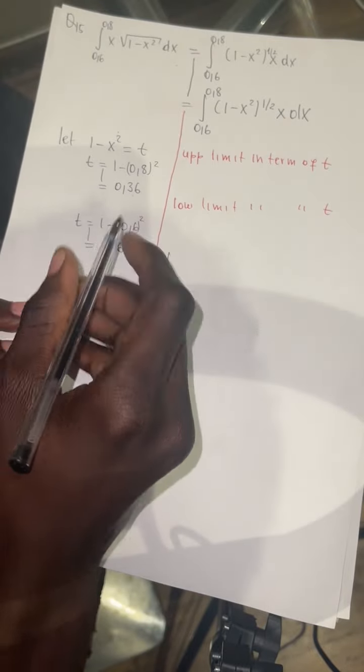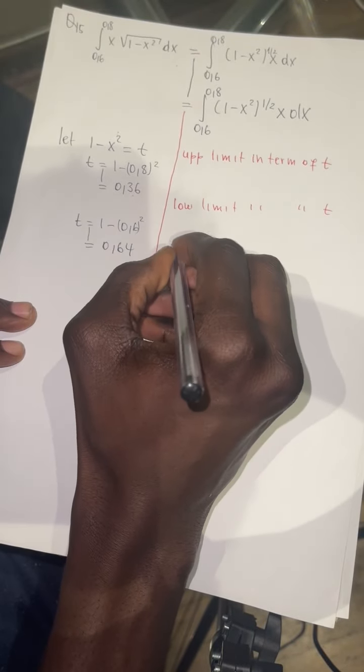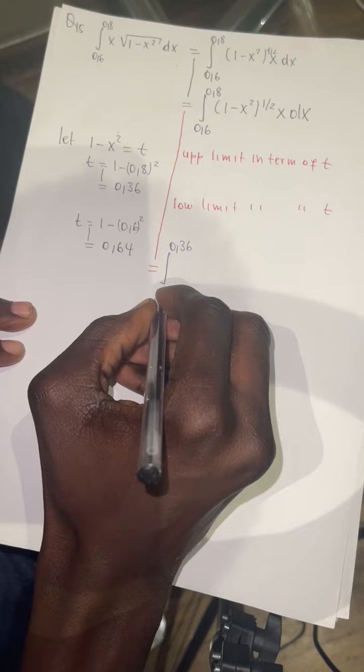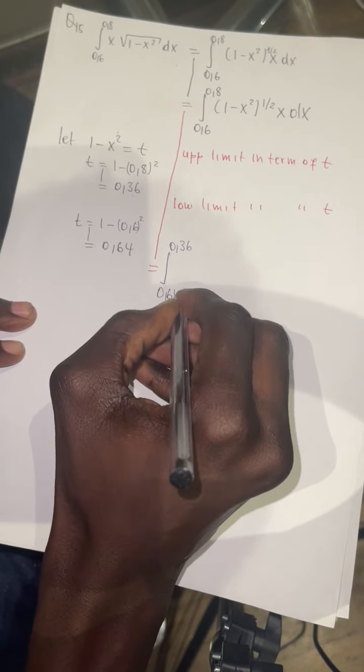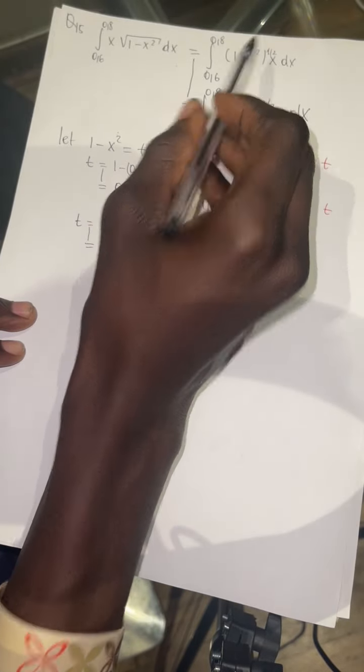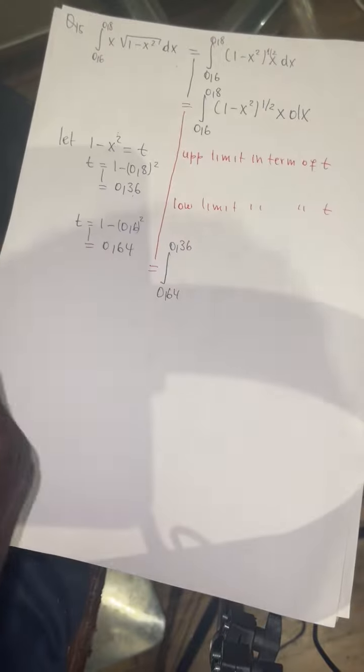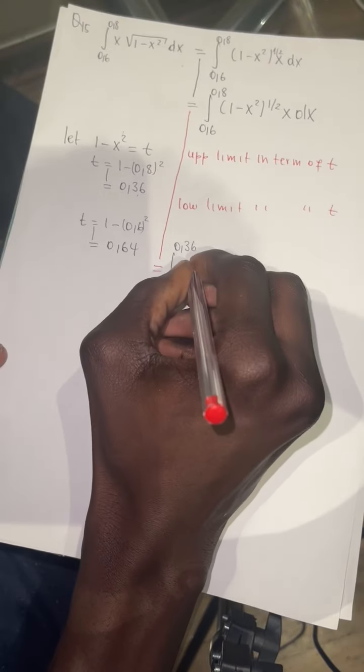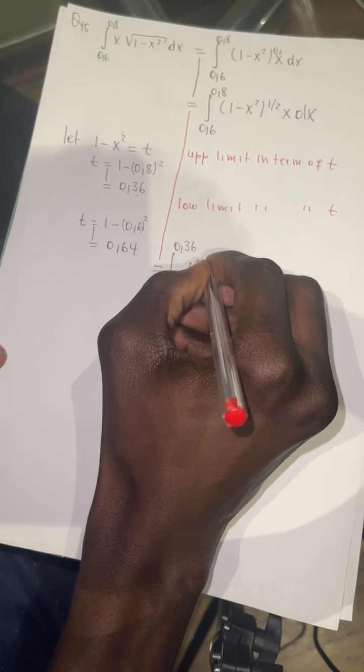Integration, what is the limit now? The limit is 0.36 and here we have 0.64. What is 1 minus x squared? We already say it is t. So we're going to put t to the power 1 over 2 and then times.